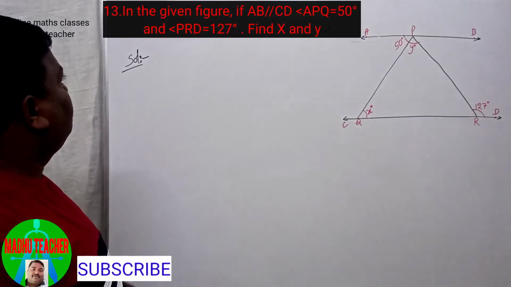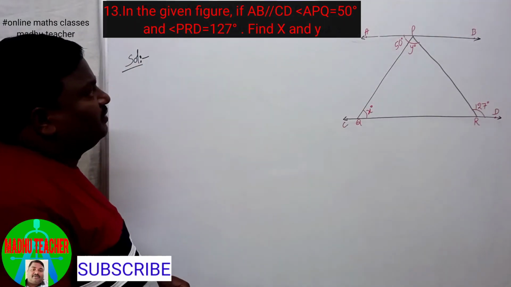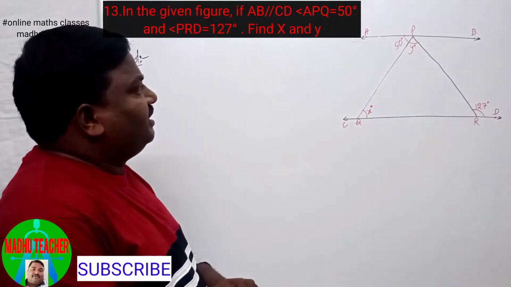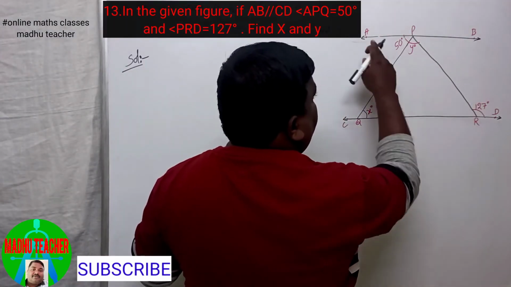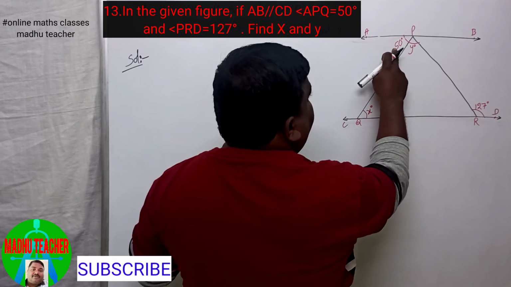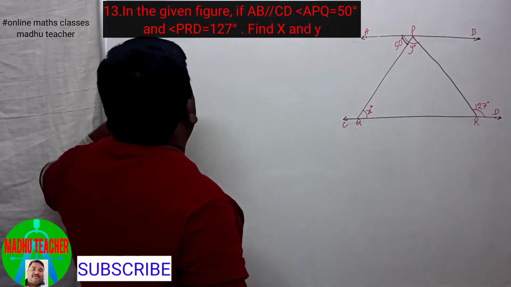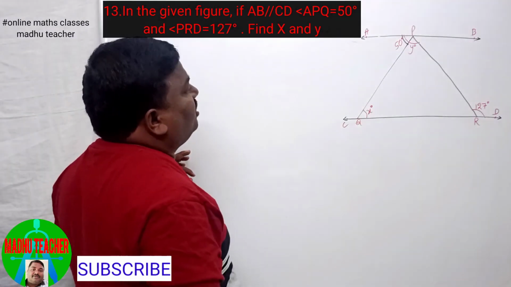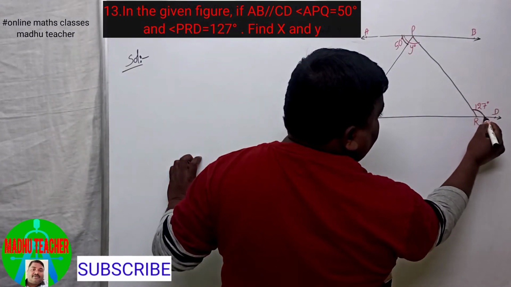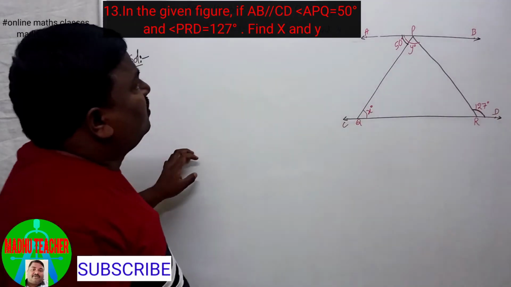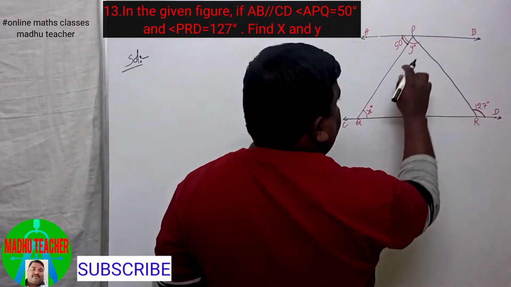Next, 13th one. In the given figure, if AB parallel to CD, angle APQ equal to 50 degrees, and angle PRD equal to 127 degrees. Find x and y.